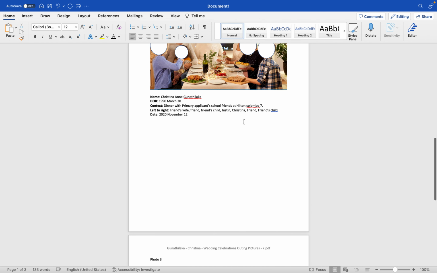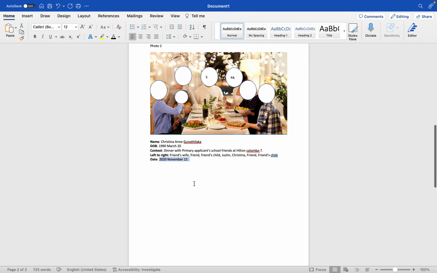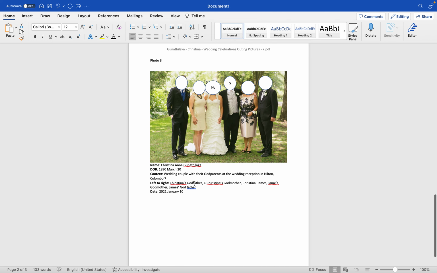Okay, likewise here, this says basic details, context: dinner with primary applicants, school friends at this place. From left to right you would say friend's wife, friend's child, and this is Justine, Christina, friend and friend's child. Okay, and you put the date over here.